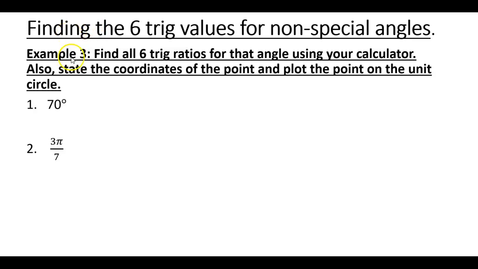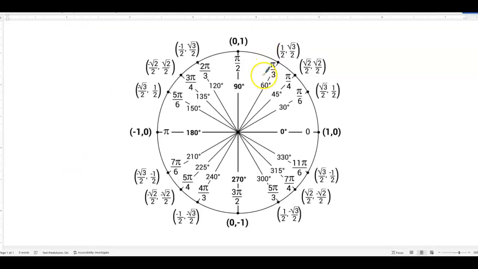All right, so example 3. Now, these are angles that are not on the unit circle. I mean, they're there, but they're not recorded on there. Let me show you. So my first angle I wanted to work with was 70, but here's 60, here's 90. 70 is somewhere in between there. So there is a point here, and we could draw a line to represent a 70-degree angle.